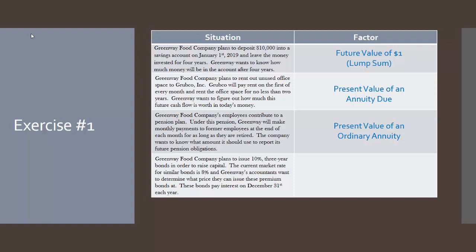3 years from now, that bond will mature. At that point, we get a lump sum back. We get our original investment. So there's actually two factors that are used here. For the lump sum that we're going to receive 3 years from now, in the future, we want to know what it's worth today. So that would be the present value of 1. For that series of interest payments that we're going to have to pay out, what is that worth today? And since it's a series of payments, it's an annuity. It's happening on December 31st, the end of the period. It is an ordinary annuity.